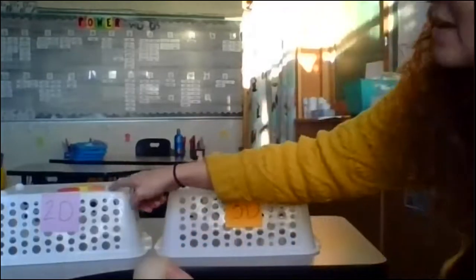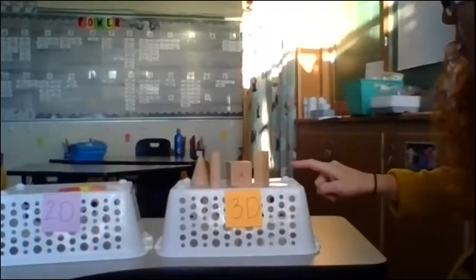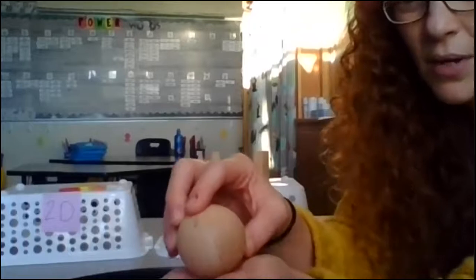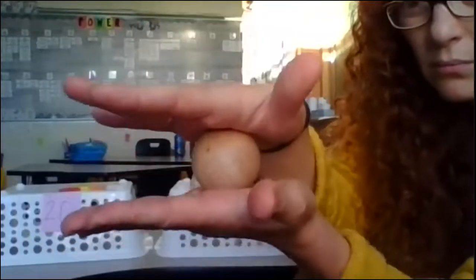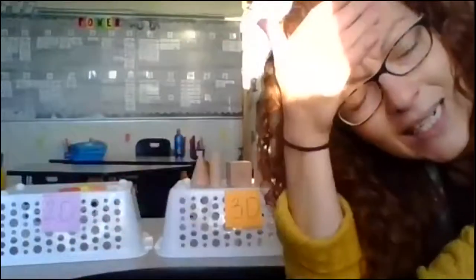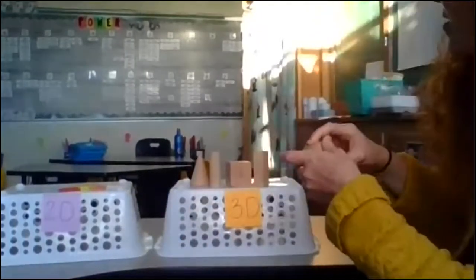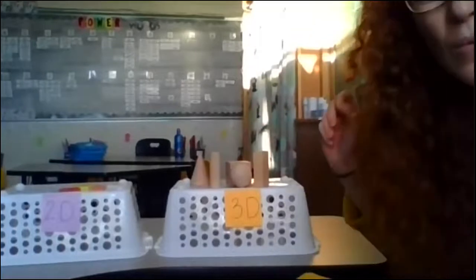Does it look like it's going to be a flat 2D shape or a solid 3D shape? Let's try the clap test. Ready? I can't clap. What does that mean? Is that a 2D flat shape or a 3D solid shape? It is 3D solid. I hope it doesn't roll away.